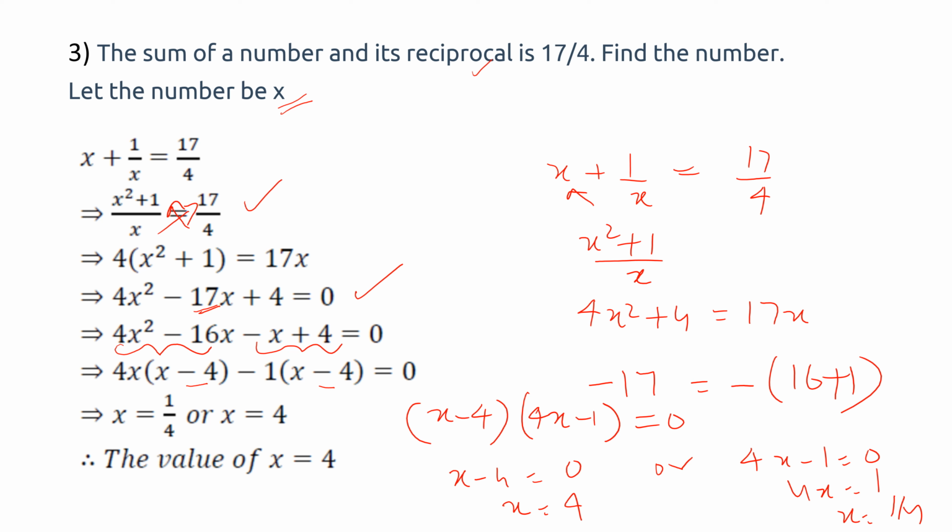So here we can take, when you take x is equal to 1 by 4, 1 by 4 plus reciprocal. Reciprocal of 1 by 4 is 4.